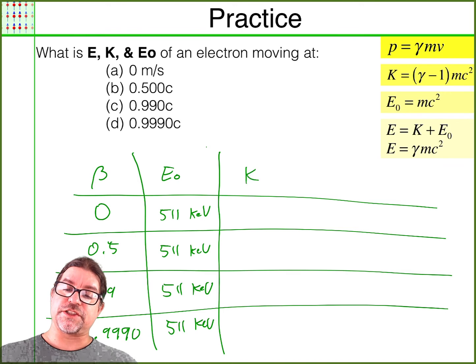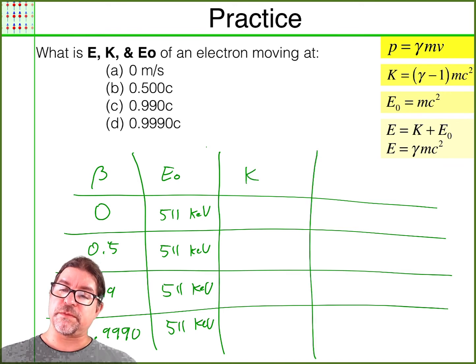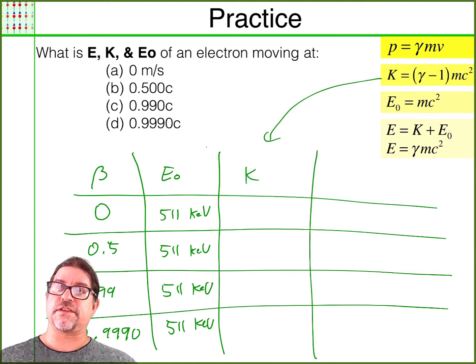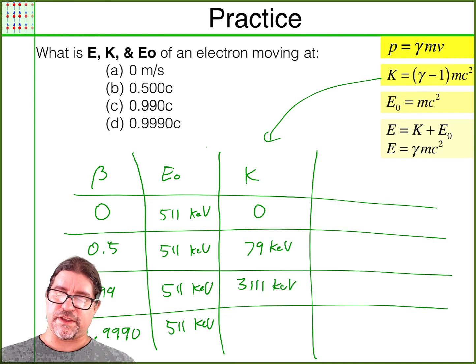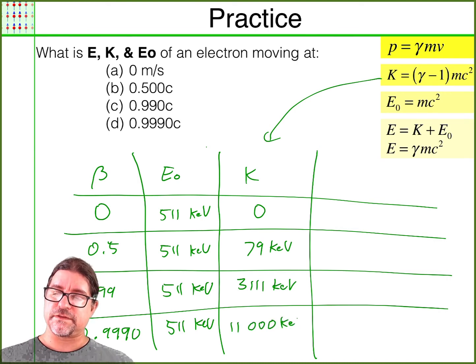Its kinetic energy, of course, will be different for all of them. You would calculate it using this. When it's at rest, its kinetic energy is 0. Moving at half the speed of light, it's 79 keV. When it's moving at 99% speed of light, it's 3,111 keV. When it's moving at 99.9% speed of light, so just less than 1% faster, it's all the way up to 11,000 keV.